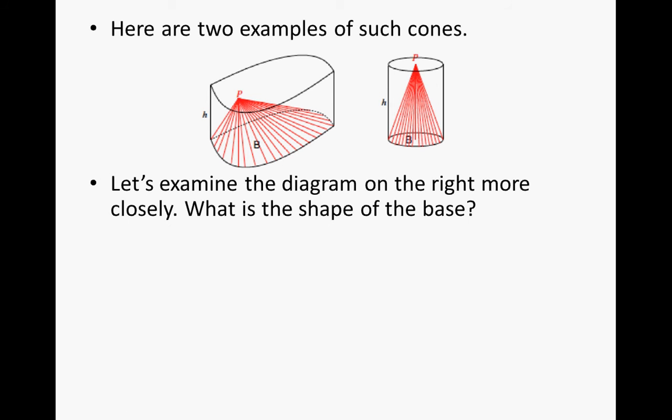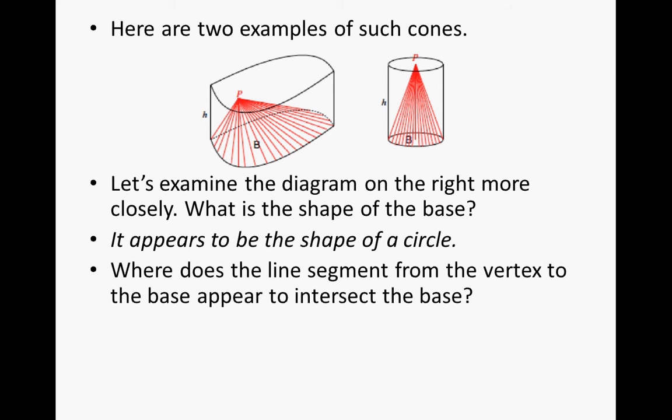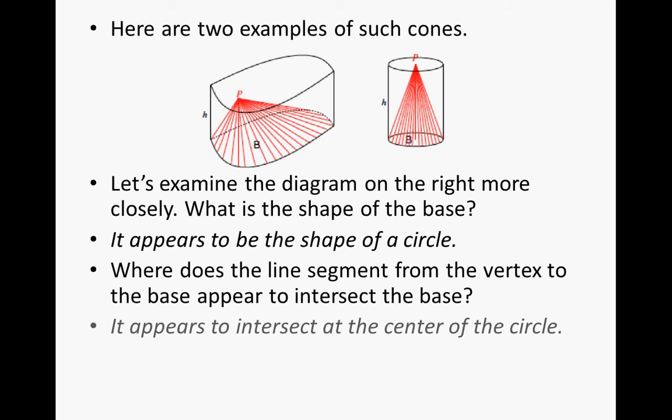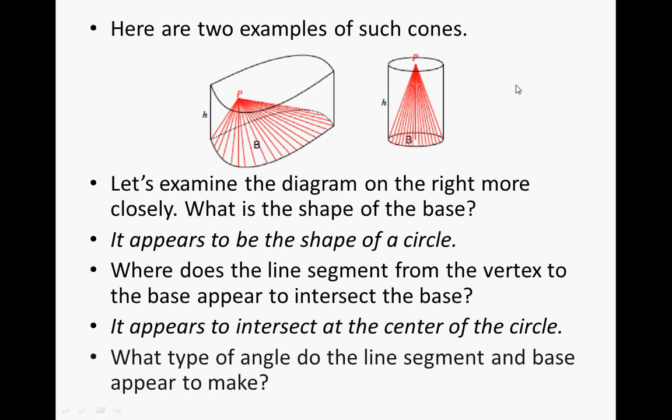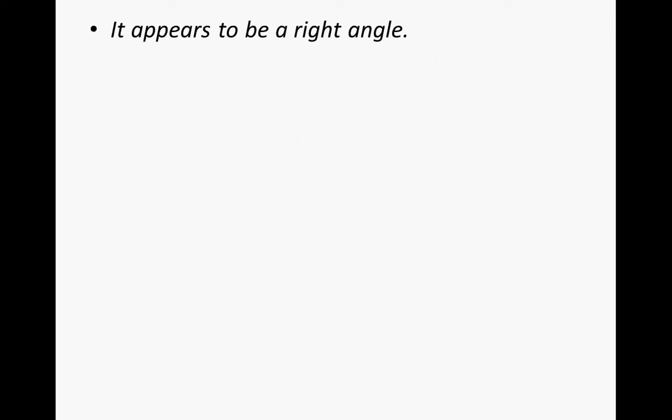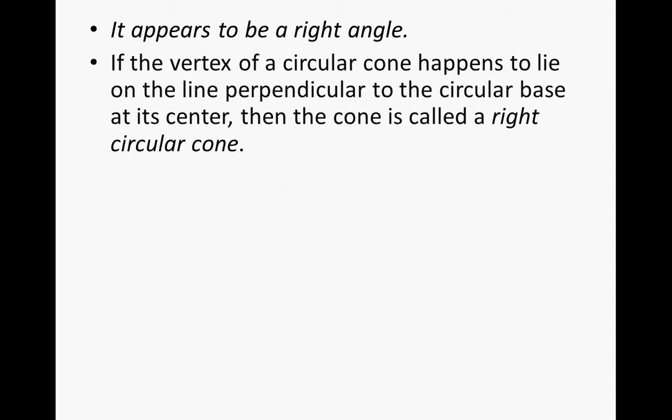So let's examine the diagram on the right more closely. What is the shape of the base? Well, it again appears to be the shape of a circle. Where does the line segment from the vertex to the base appear to intersect the base? It appears to intersect at the center of the circle, so that's what we're talking about up here. What type of angle do the line segments and the base appear to make? Well, they appear to be at right angles.